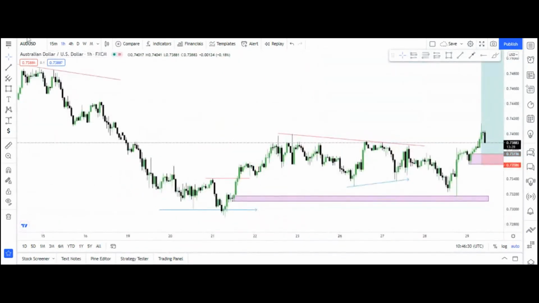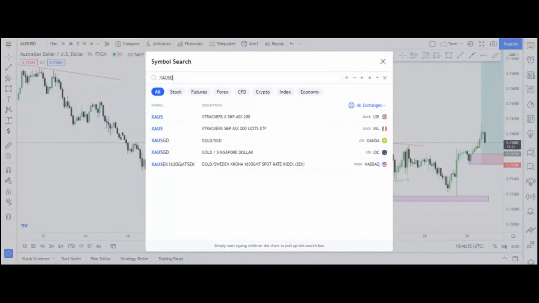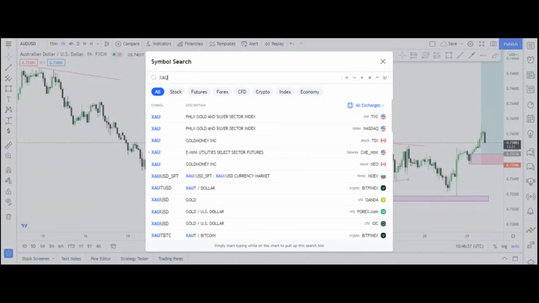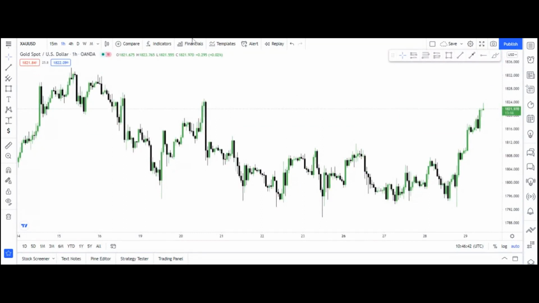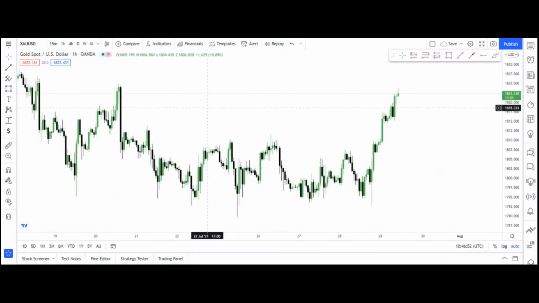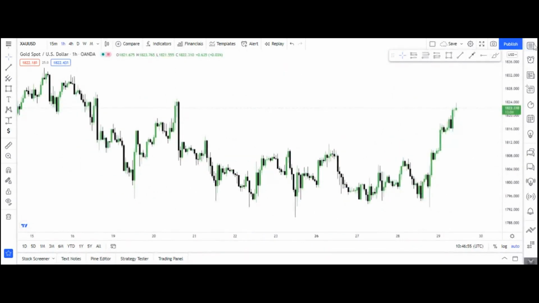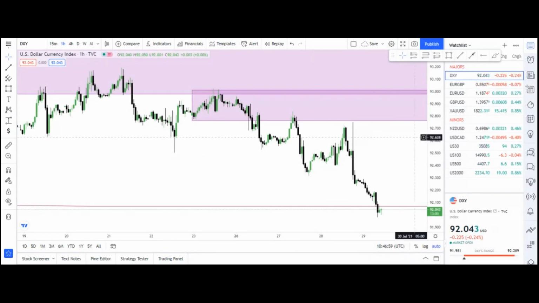Let's take a look at gold also. I have an order on gold. Let's take a look at gold. Wow, 1:20% of your trading accounts on just one trade. So why am I bearish on gold? I'm short on gold at the moment.